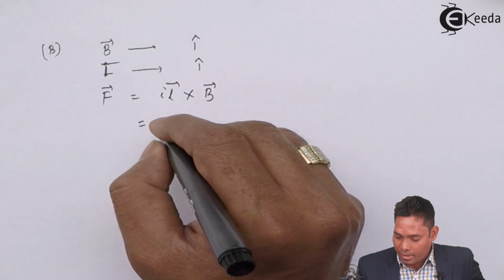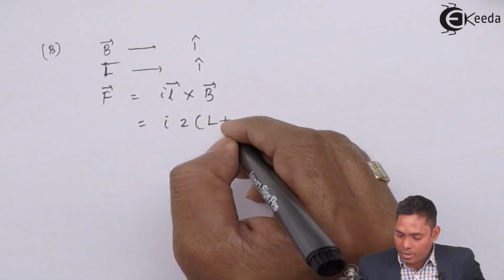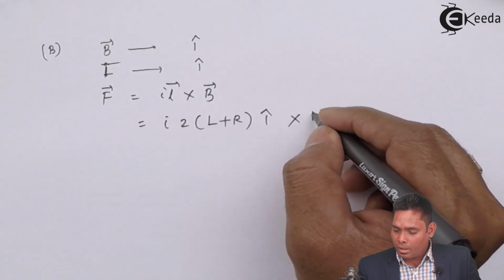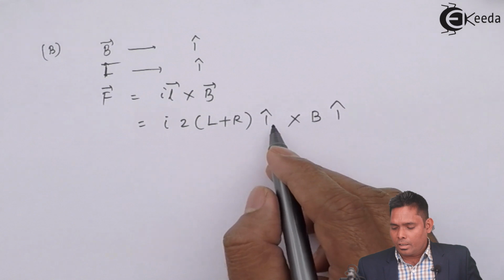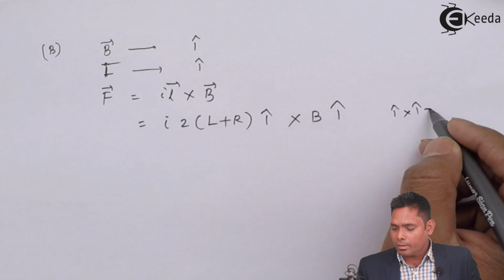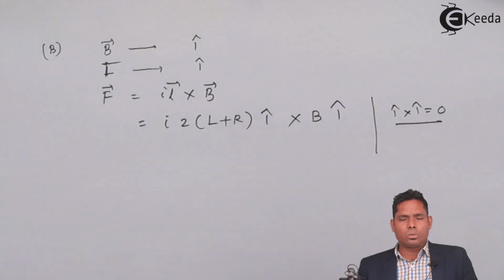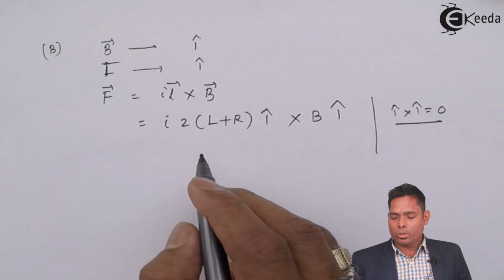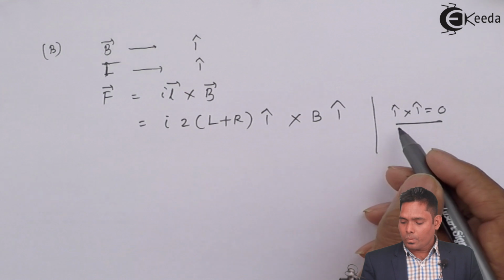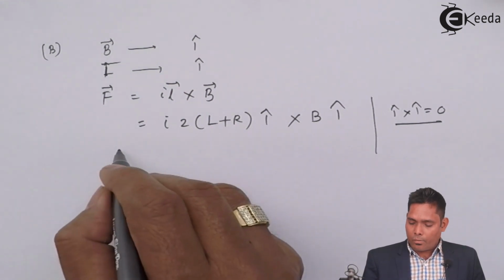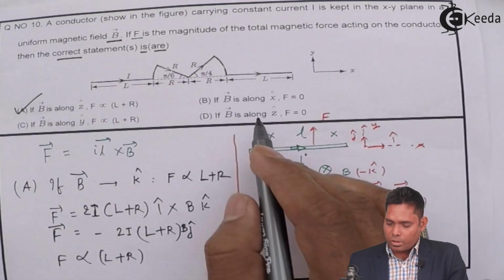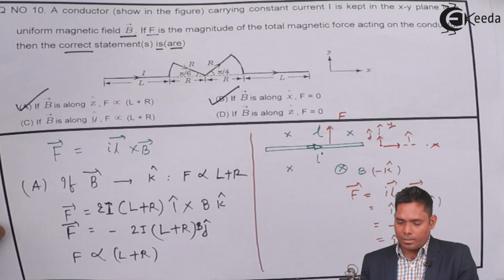And this IL, whatever is the L, that is 2 of (L plus R) I, which is in what direction? I cap direction, cross product with B in what direction? I cap direction. I cross I is 0, because the angle is 0. So the cross product is 0 when the two vectors are in the same direction, because sine theta is 0, sine 0 is 0, so F will be 0. The force is 0, so B is also correct.